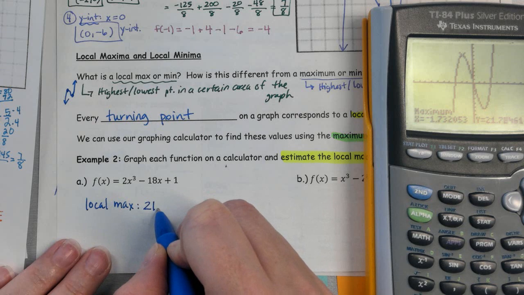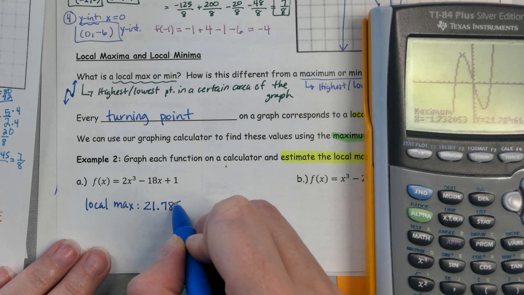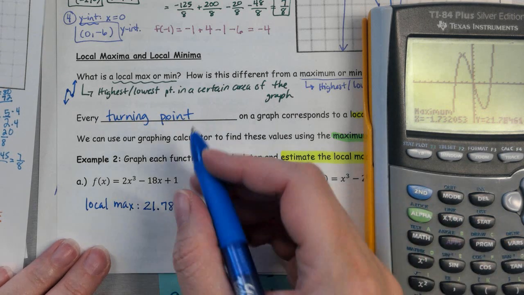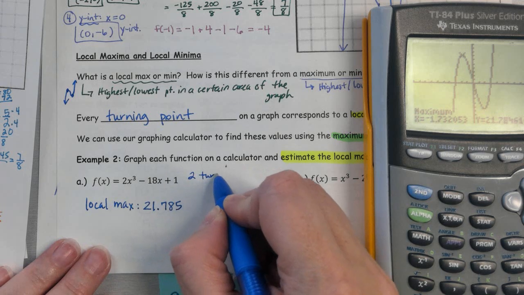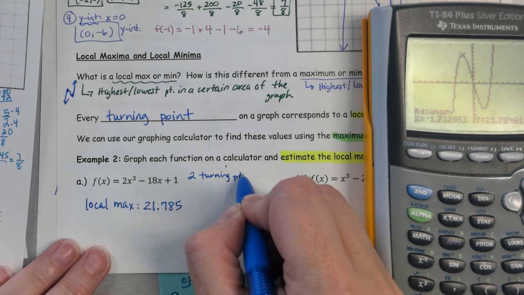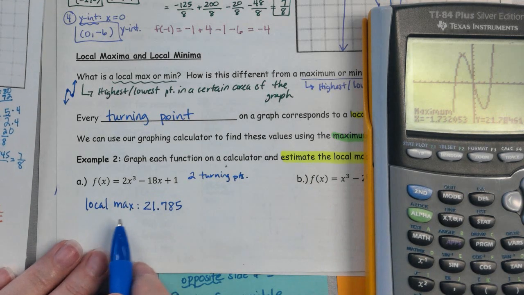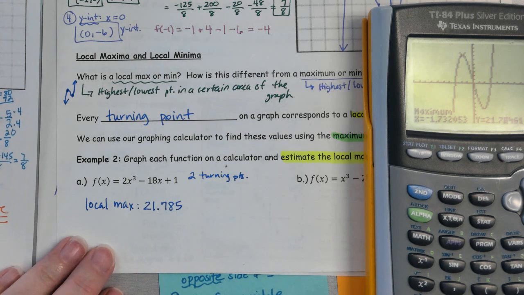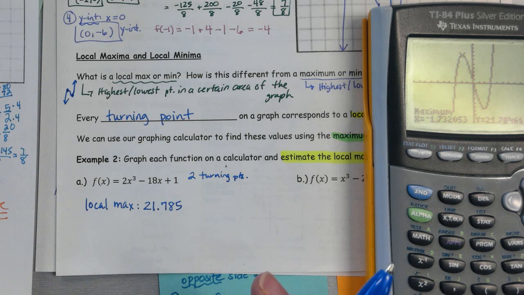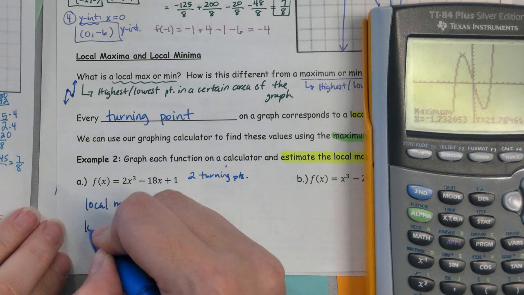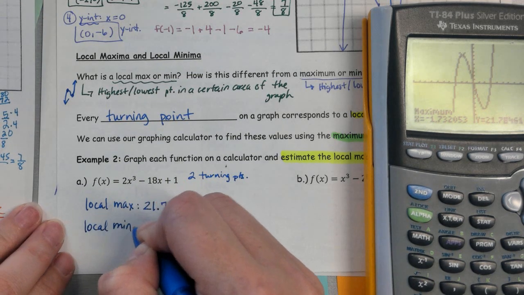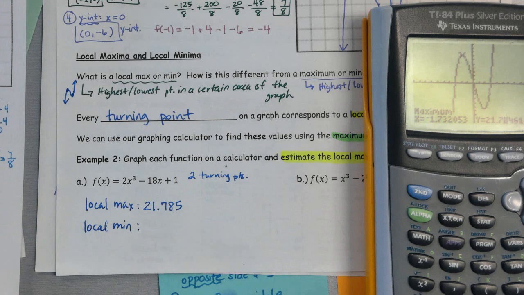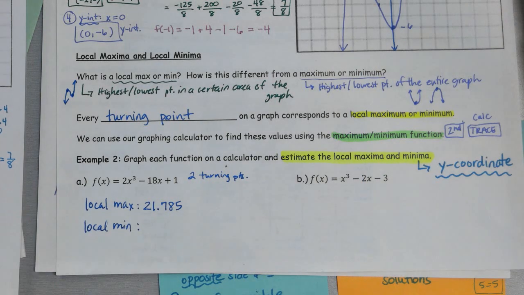So 21.785. Notice that there are 2 turning points here. So you'll have 2. Sometimes they might both be local maxes. Sometimes they might both be local mins. It just depends. And then I want you to find the local min for this one. And then do part B. Okay, so you find the local min. You find the local max.